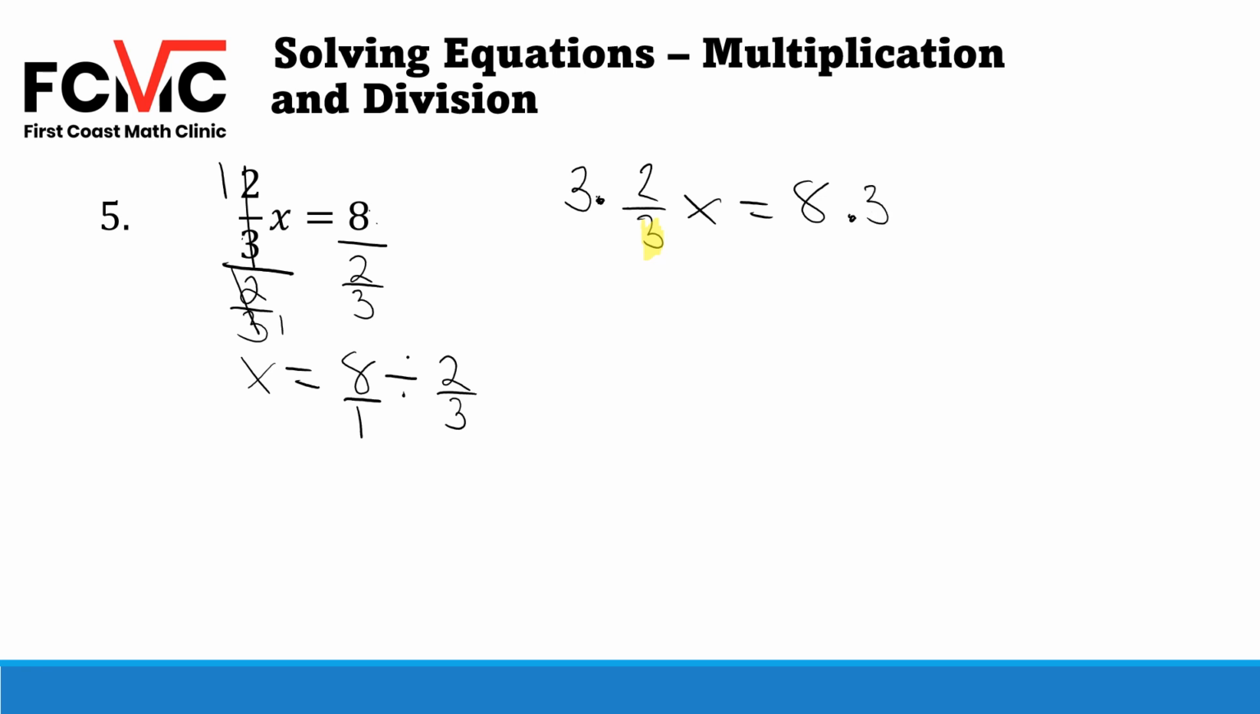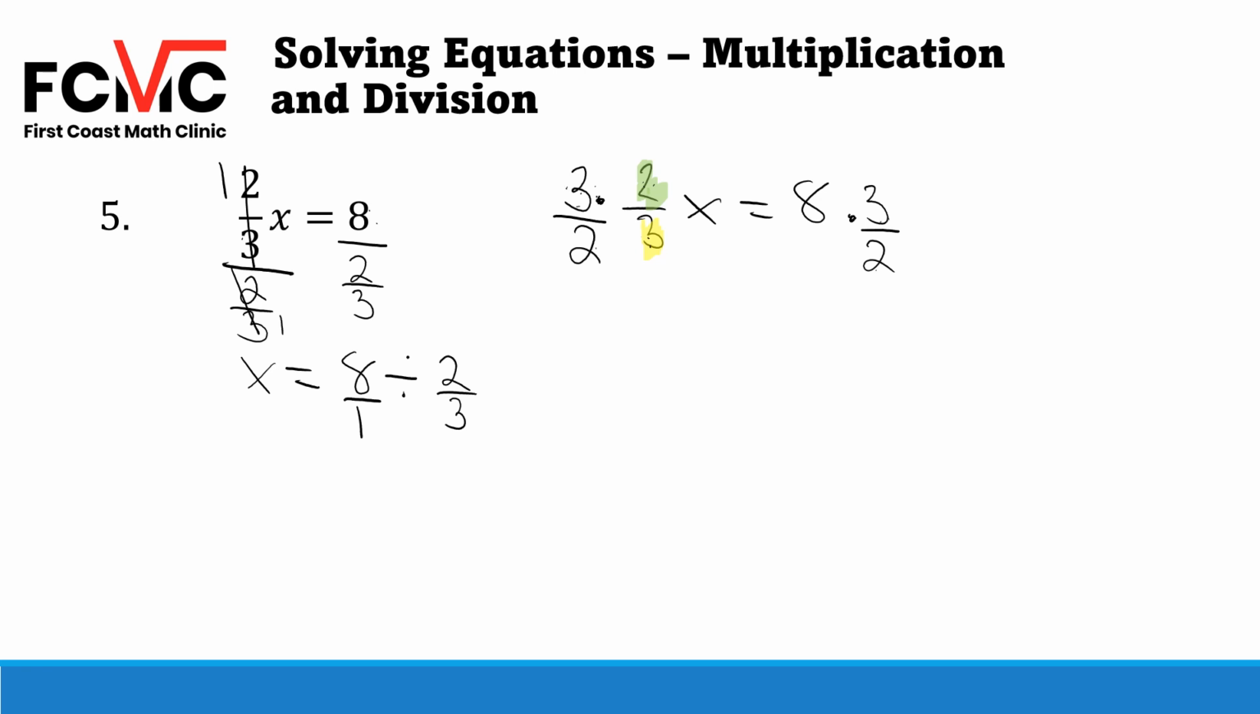Well, what about that 2? 2 is in the numerator, and since it's in the numerator, I'm multiplying 2 and x together. Well, how do I undo multiplying? I undo multiplying by dividing. So I'm going to put that 2 under the 3 and divide both sides by it. So I multiplied both sides by the reciprocal of 2/3, which is 3/2.